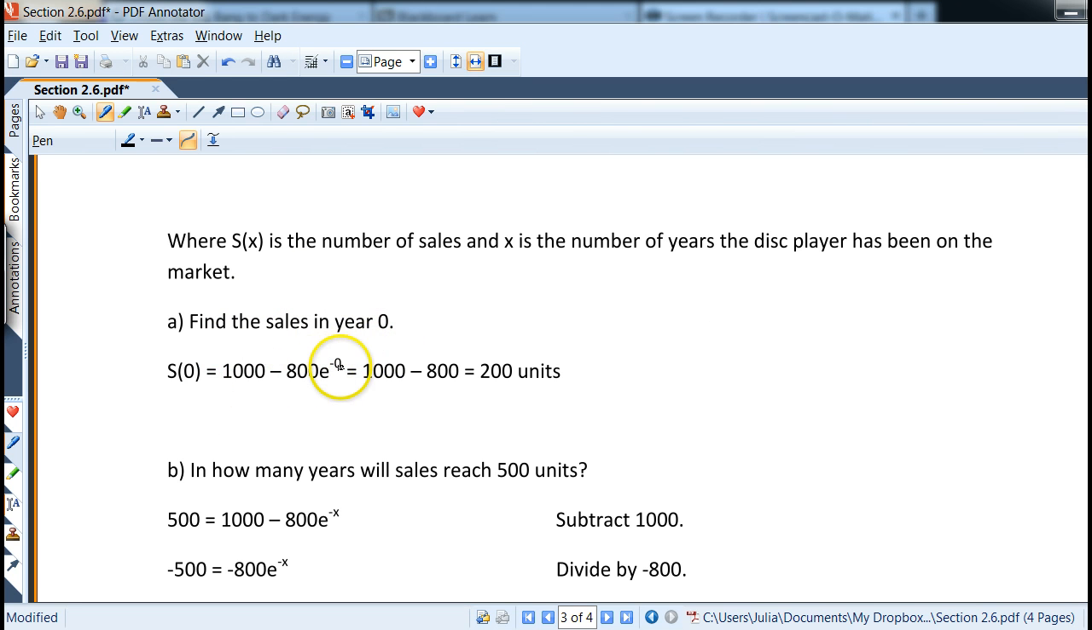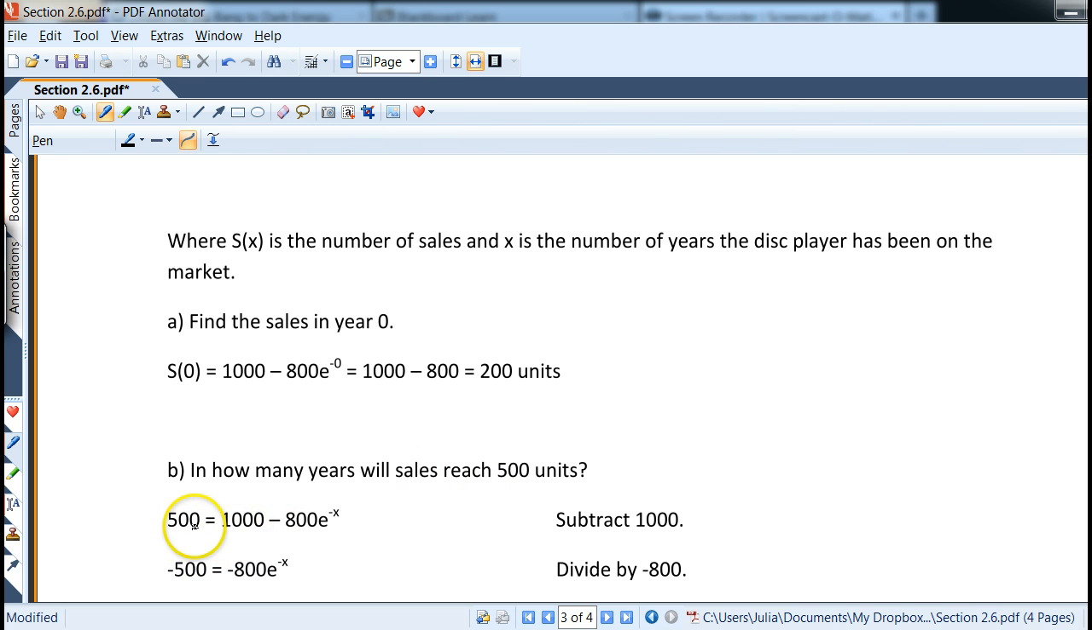So if I put in 0, I put in negative 0, but it's the same as 0. E to the 0 is 1. So notice it's the same thing as 1000 minus 800. So we're going to end up with 200 units. And that's the answer. And here is the opposite situation. In how many years will the sales reach 500 units? What if we know the sales and we're trying to find the time?